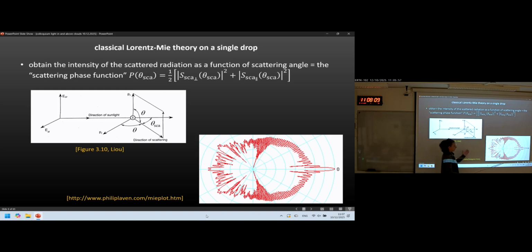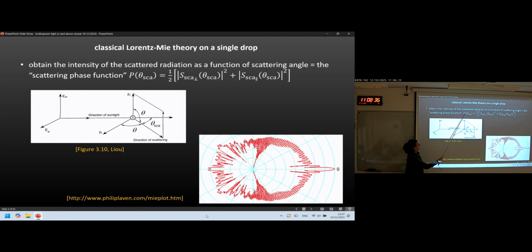And we can see there's a lot of structure to it. We have most going forward. Oh, I didn't mention this is actually a logarithmic scale, so we really do have orders of magnitude more going forward than in any other direction. But immediately we have a minimum and another maximum, a minimum, maximum. We have this very interesting structure that will change depending on the composition and the size of our drop. But we can get this for every single drop and every single wavelength we like.